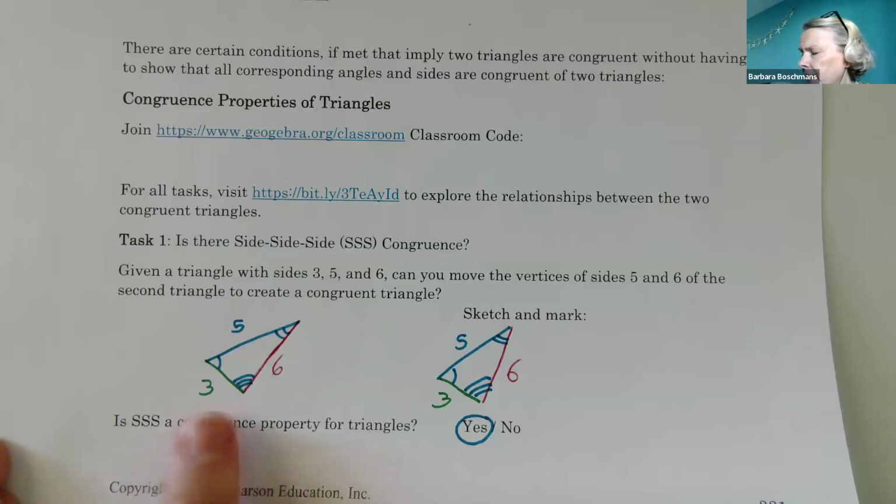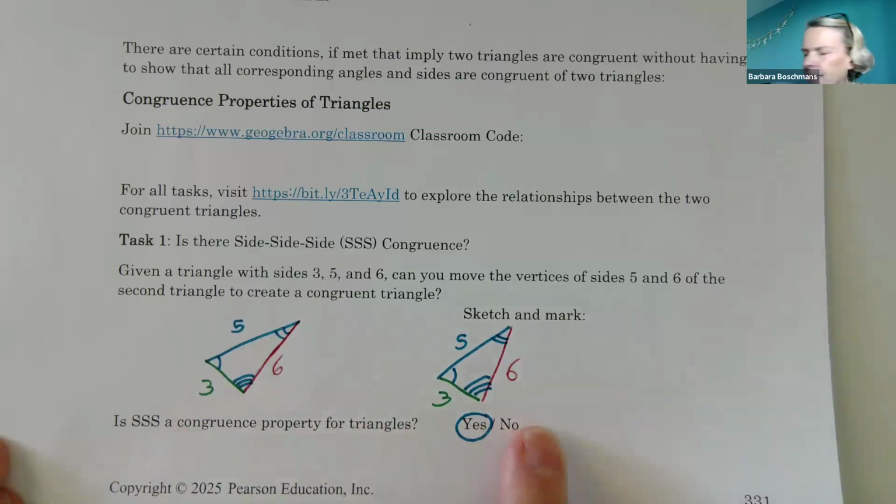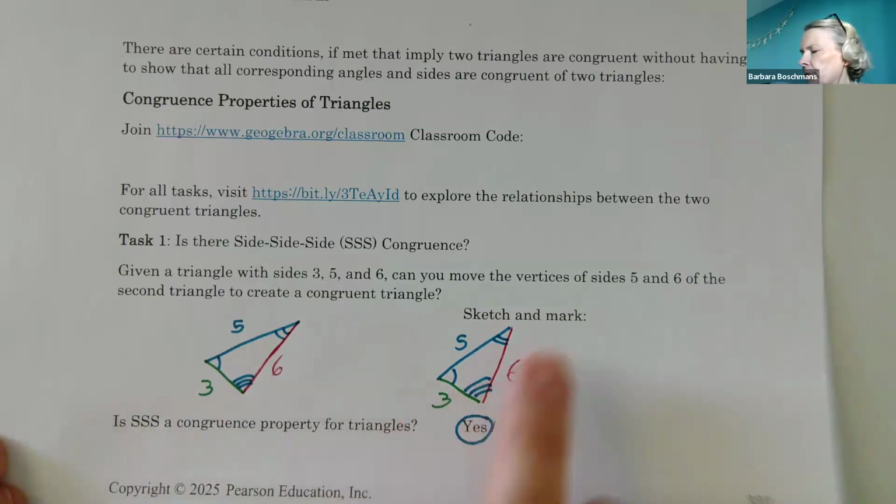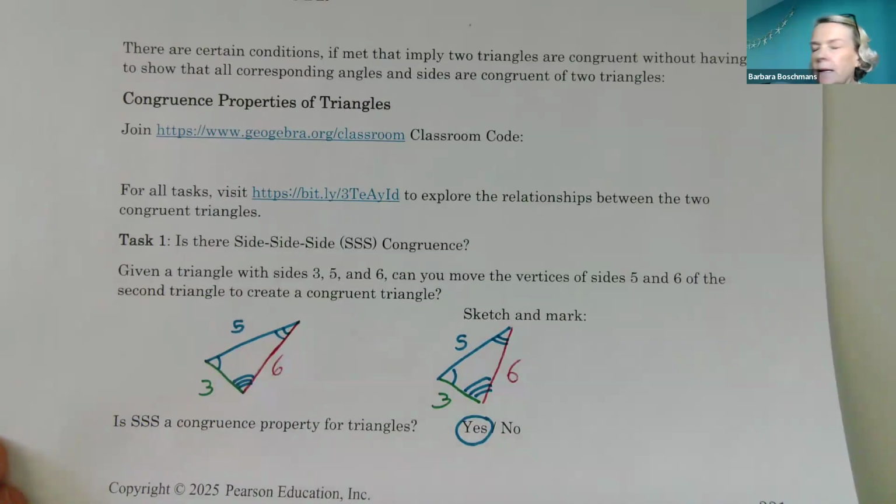So in the activity, I sketched both of the triangles, marking the sides, I'm marking the angles, and then I circled, yes, side, side, side is a congruence property. So if you know that 3 corresponding sides are the same in 2 triangles, you can conclude that the 2 triangles are congruent and the 3 corresponding angles are also congruent, which I also marked in these triangles.